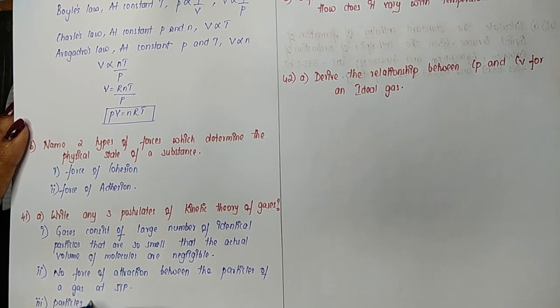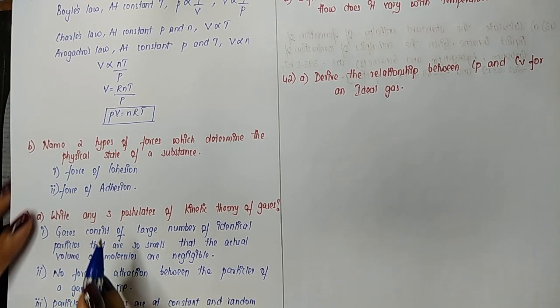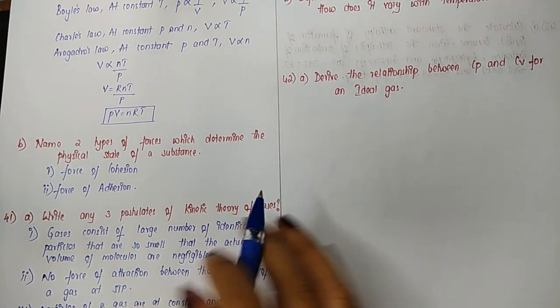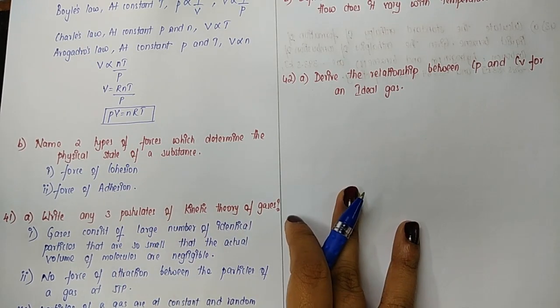Particles of a gas are in constant and random motion. So there are around 6 to 7 points in the NCERT book, but you can choose any 3 of them, 3 to 4, and you can just write it for 3 marks. It will be maximum marks for 3 marks only, so learn only 3 or 4 points. You don't have to learn all of it.